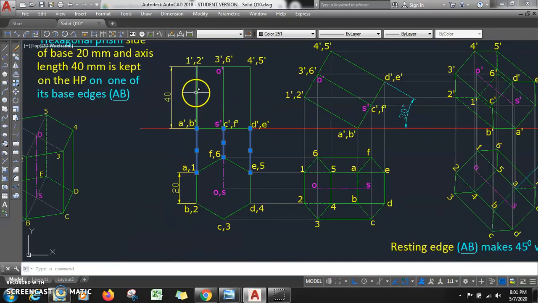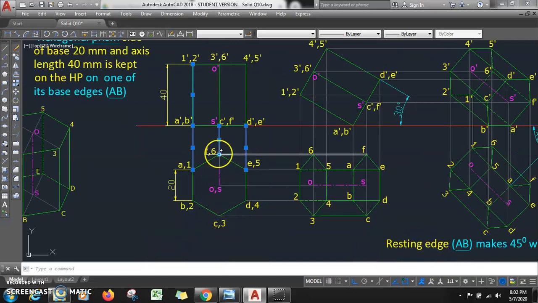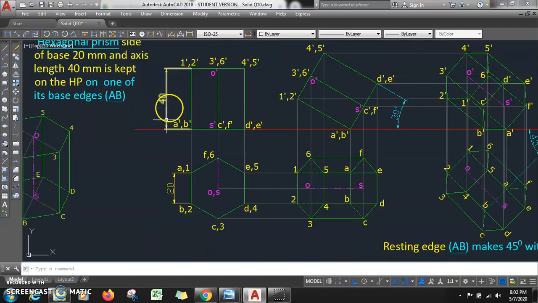Then the height of the object is 40 mm, so from a dash comma b dash I will draw one vertical line of 40 mm. Then from 1 dash, 2 dash, I will draw one horizontal. Then from s dash and d dash comma e dash I will draw verticals. So at this place I will be getting 3 comma 6, then 4 comma 5 at this location. So accordingly I will be in a position to complete the first step, where the solid is resting on its base, and in the front view the resting edge is AB.